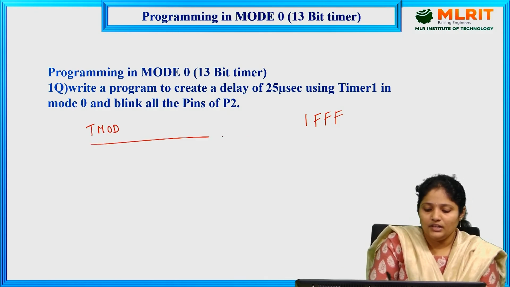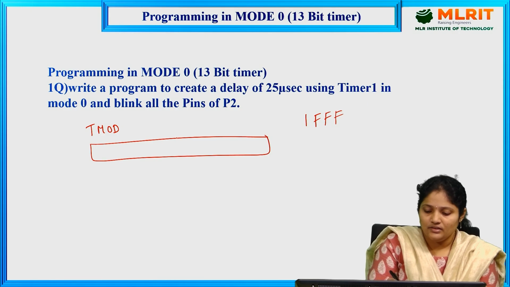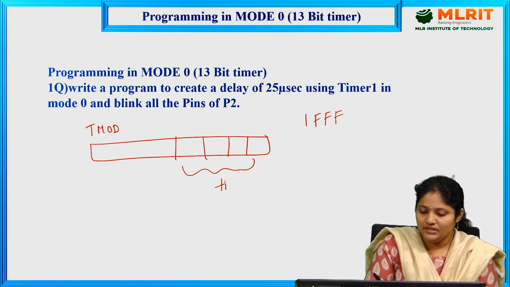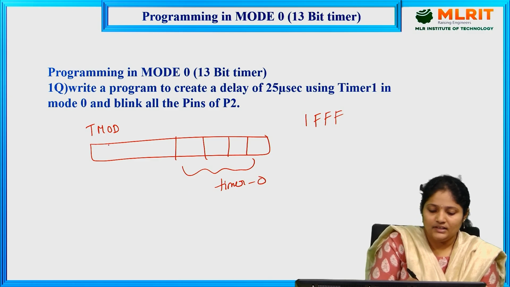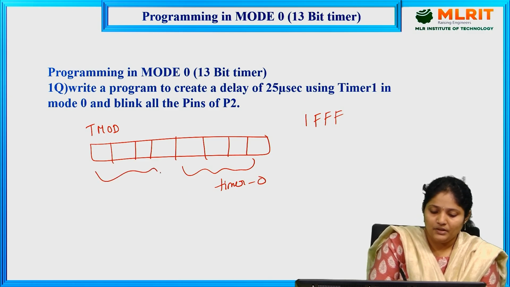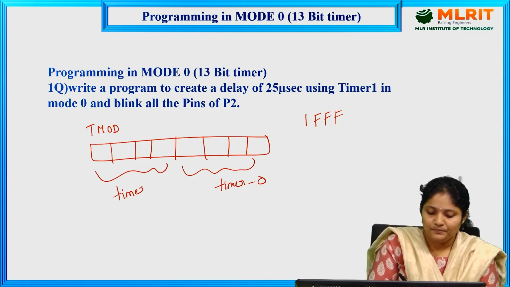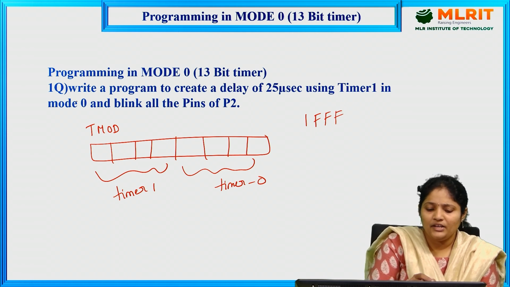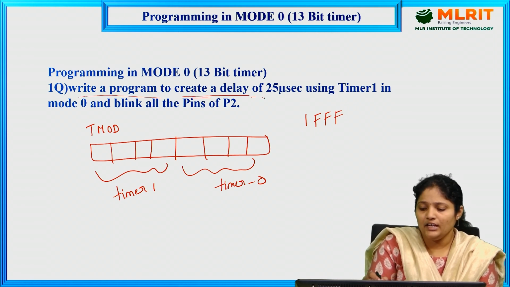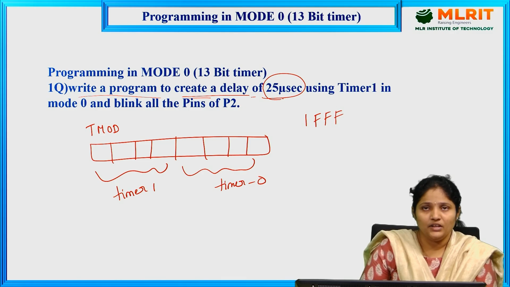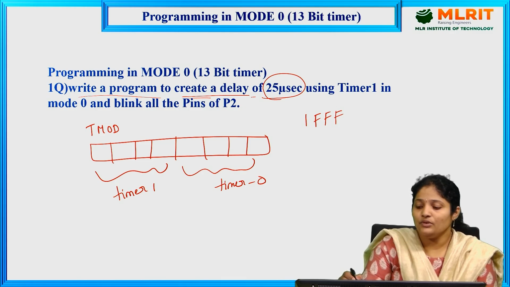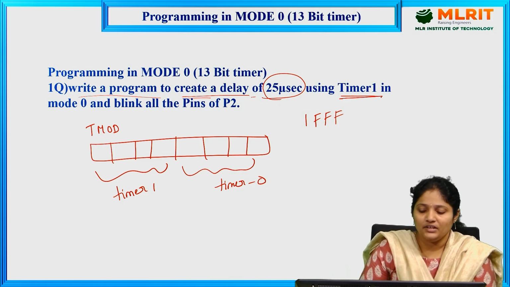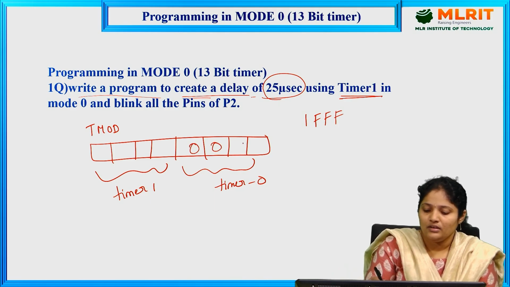The T mode is an 8-bit register. The first 4 bits will be for timer 0 and the next 4 bits are for timer 1. Here the question is to write a program to create a delay of 25 microseconds. We need to create a delay program for 25 microseconds using timer 1. So here timer 0 values are all zeros.